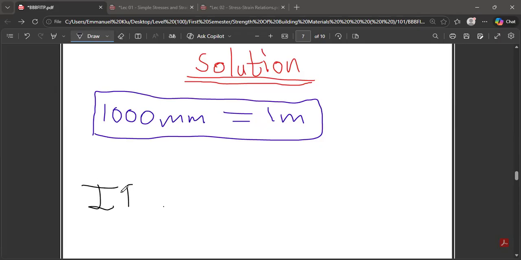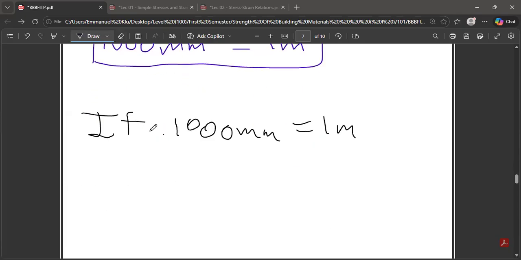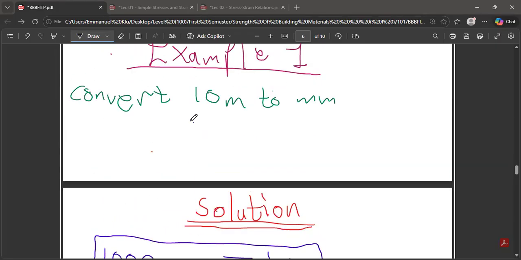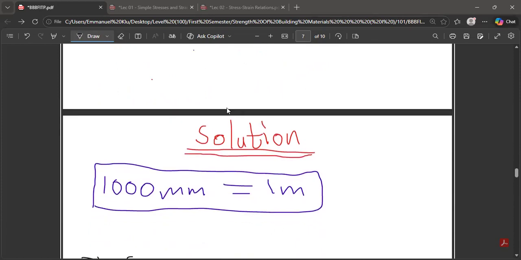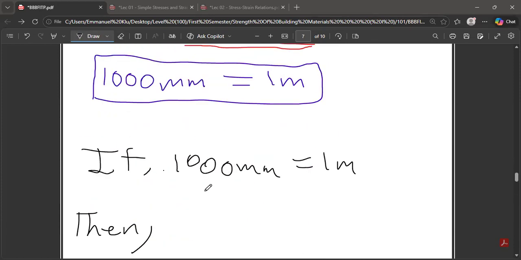So you say that 1,000 millimeters is equal to 1 meter. So what is the question now? 10 meters. So anywhere we see meters, we put meters, and anywhere we see millimeters, we put millimeters. So the 10 meters, where are we going to put it? We come and put the 10 over here. So this is 10 meters.